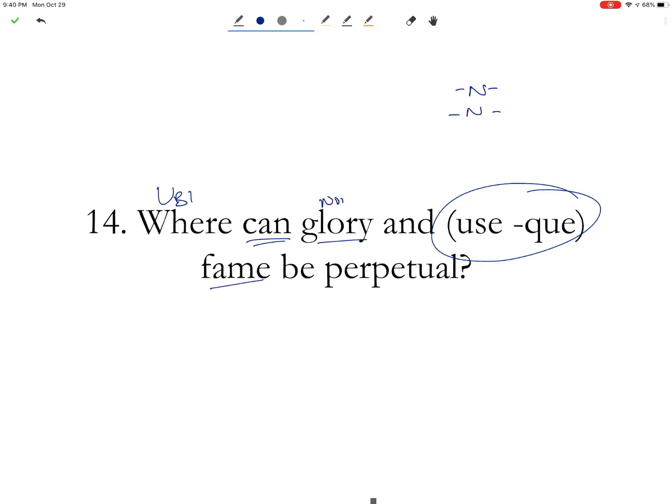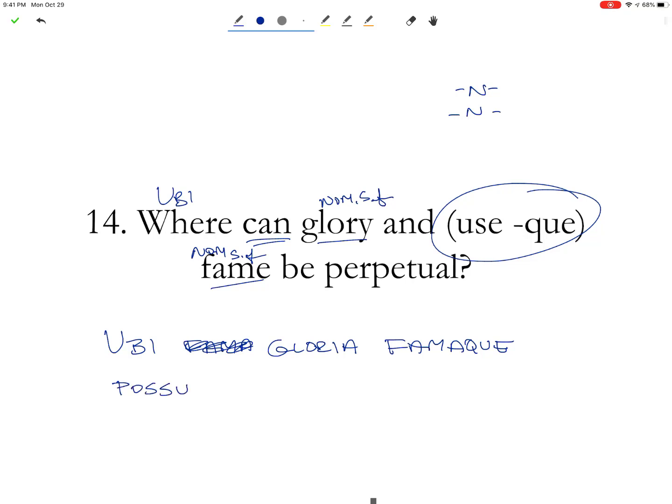So glory and fame, this is nominative, singular feminine, this is nominative, singular feminine, ubi, where? Ubi. Where can? Fama? Glory was first, right? Let's start this over. Ubi. Fama. I've done it again. Gloria. Fama. Just put that quae at the end. Fama quae. Where are they? Possunt. Are they able? Esse, to be.